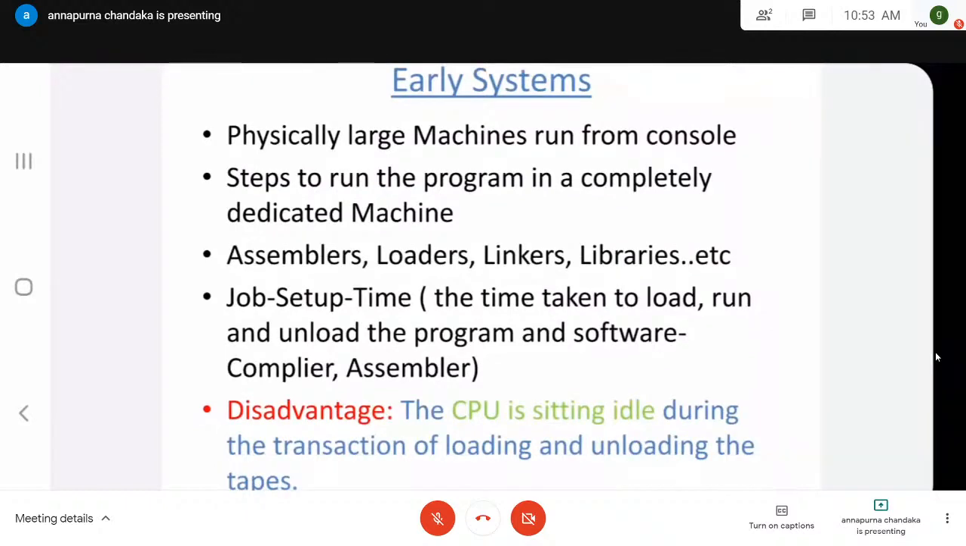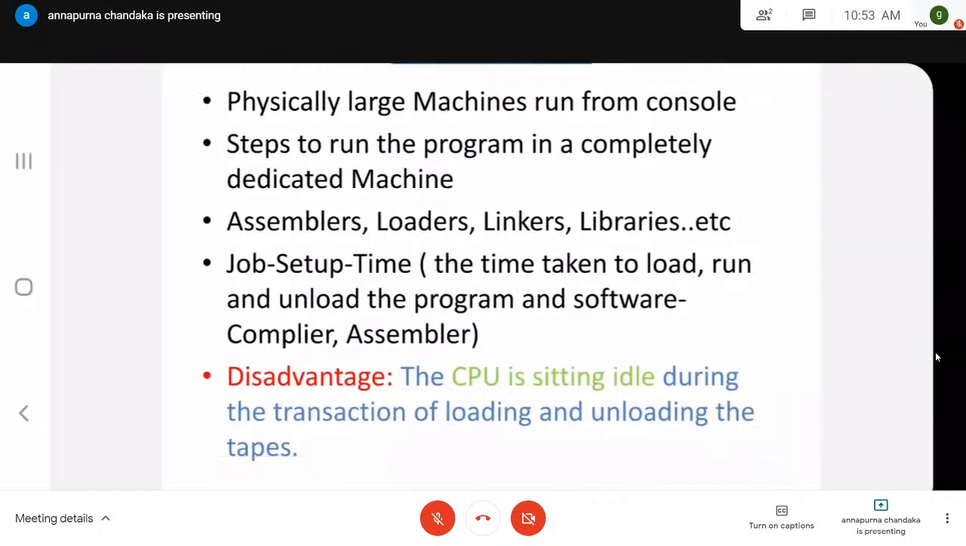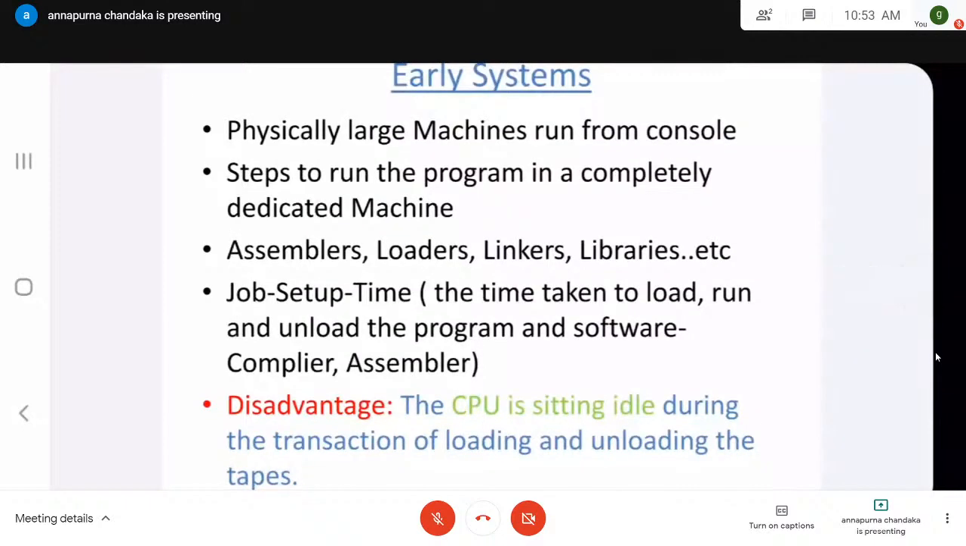Now, first the assembler was invented. So what is an assembler? People were not feeling comfortable writing programs in machine language, that is ones and zeros. So people started writing programs using simple English-like language, that is, add a comma b like this. This is called assembly language.